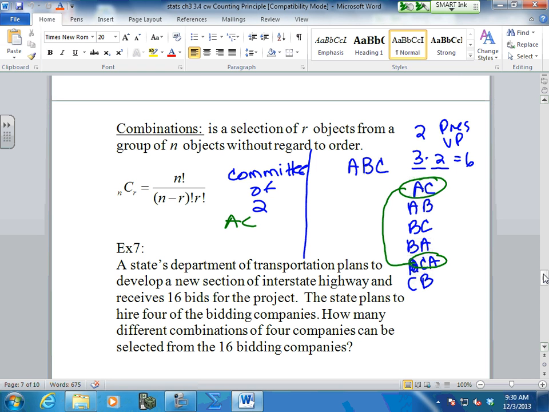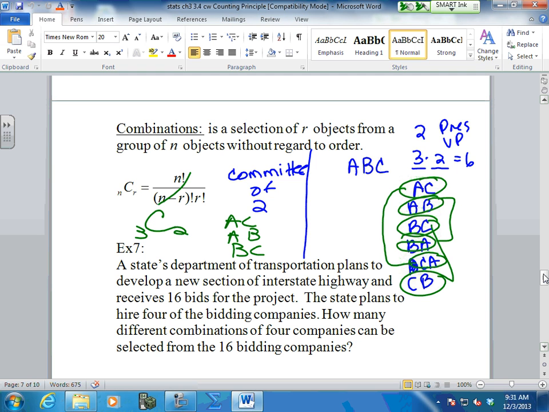If I send AB, which one is that the same as? BA. And if I send BC, that's the same as CB. So now instead of having 6 different ways, I only have 3 different ways to send my committee. Combinations, 3 things, 2 at a time.